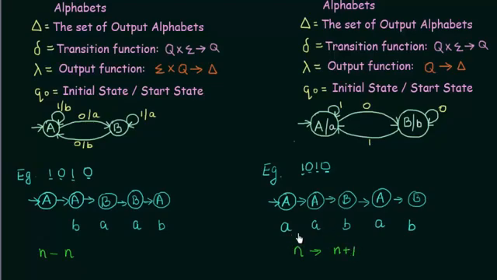Okay, why is that? That is because in the starting state there is always an output associated with it, and that is always printed. That is why we have the length of our output string as n plus 1, where n is the length of the input string.